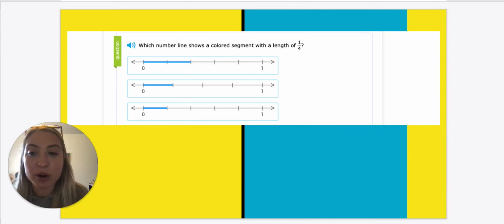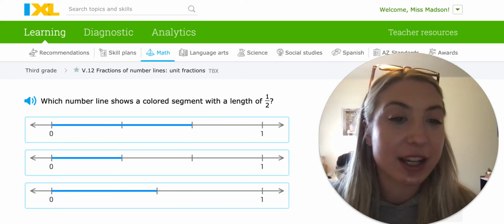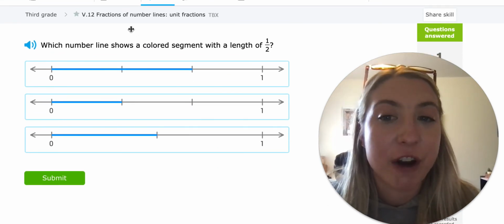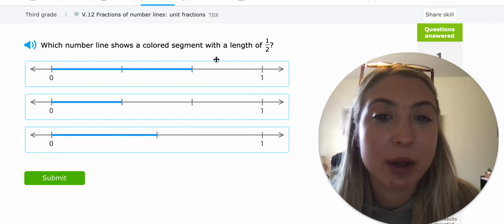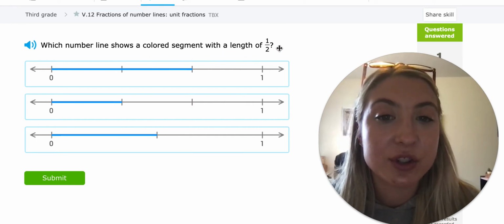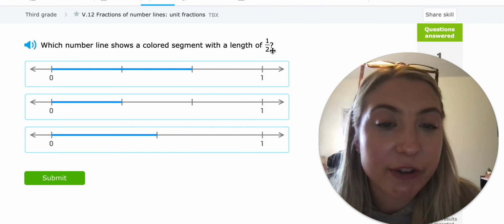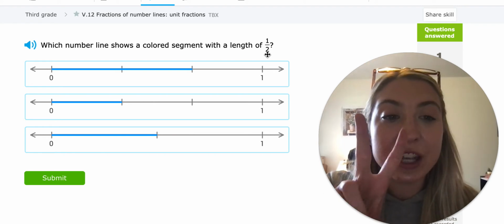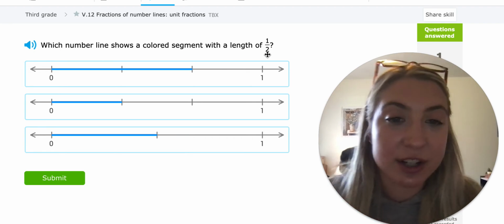So let's do some more examples together and talk through them. We're going to go through some of our homework questions just so we can look at the examples and talk through them. So again, we're working with our number lines and fractions. Which number line shows a colored segment with a length of 1/2? So we know that half of it is going to be colored. We're going to look at our denominator, which is a 2. So we know there should be 2 equal parts for the one whole. So it's divided into 2 parts.